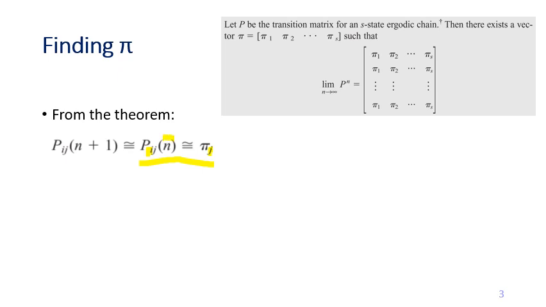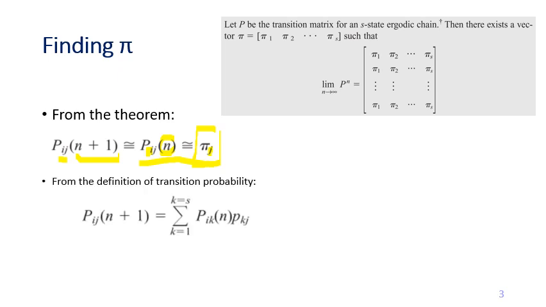Now, n is already a very large number. So if you ask, what is the probability of transitioning from i to j in n plus 1 steps? Well, the answer is still the same, pi j. Because n is already large, when you say n plus 1, it's even larger, and so the result is still the same with this theorem, which says that the value is pi j.